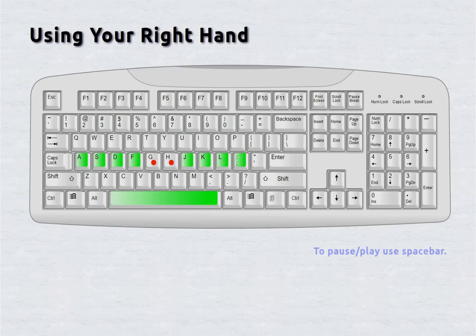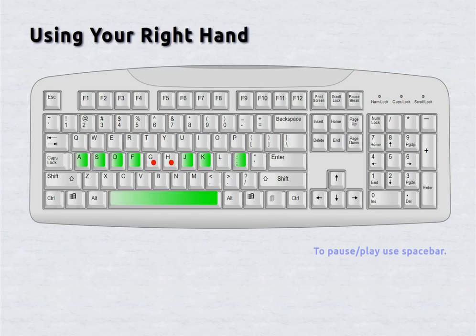Let's try and type with the middle finger on your right hand. Type the keys I, K, and comma. Then return to the home position on the K key. Let's do that again. Type I, K, and comma, and return home.